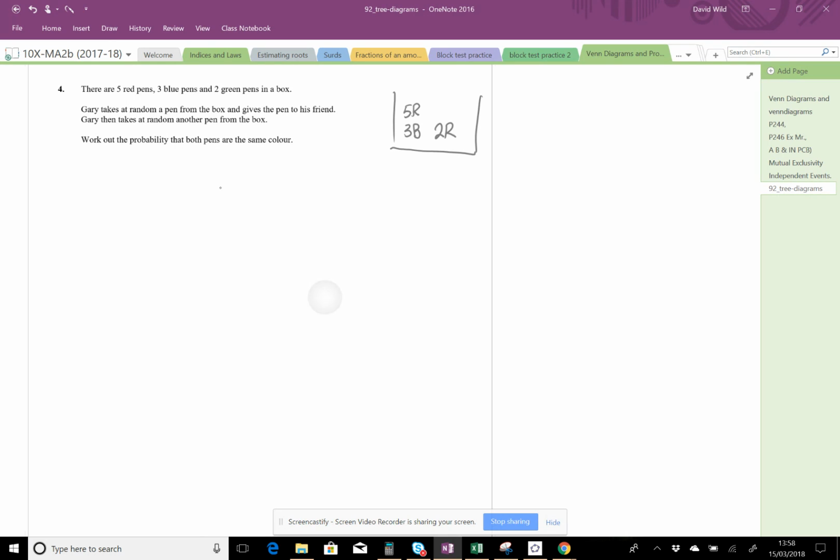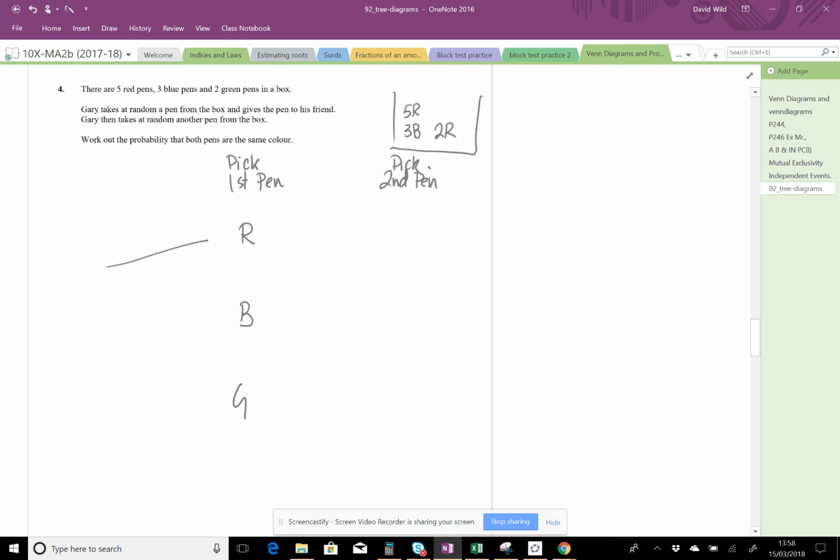Remember, our events are going to be our first pick, or first pen, and the second event is going to be picking our second pen. So we could write pick first pen, pick second pen. All right, so there's our events. Now our outcomes of each one can be one of 3 different colors, either red or blue or green.